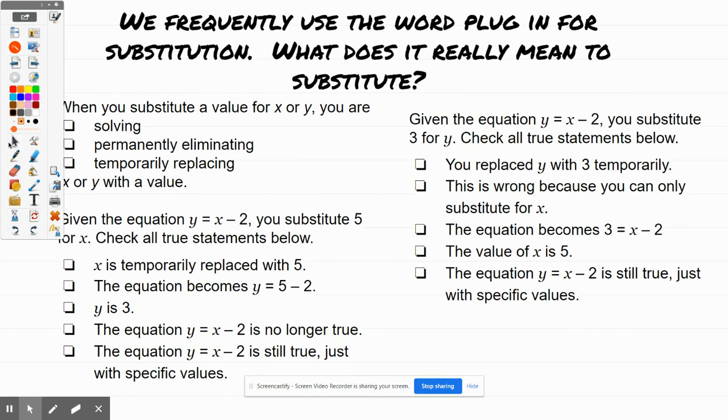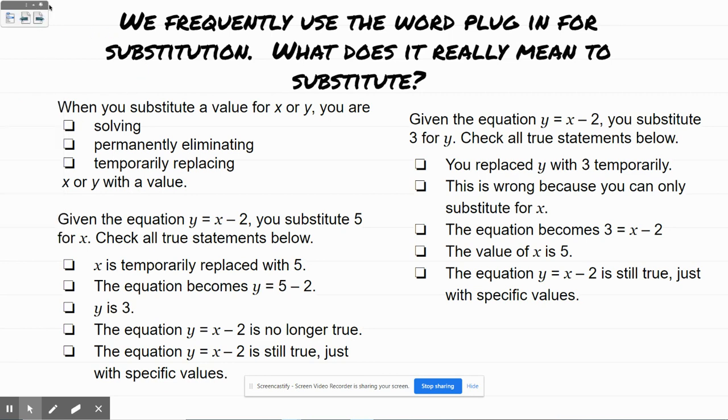We use the word substitution in math, but kids frequently like to use the word plug in instead. Oh, just plug it in. So what does that mean? Well, when you substitute a value for x or y, are we solving it? Are we eliminating it? Or are we temporarily replacing it? When you substitute, you temporarily replace. We plug something into the equation. So we plug in a number for x or a number for y.